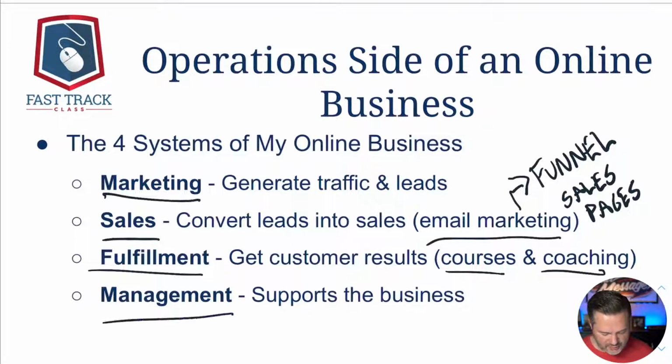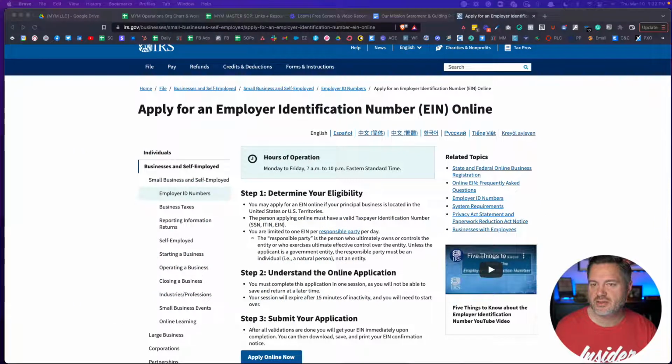And then finally, number 4 is management. And this is anything that supports the business, right? These are spreadsheets where we're tracking numbers. These are meeting notes, things like that. So that is the system side of the business. And actually, let me show you. Jump over to the screen.